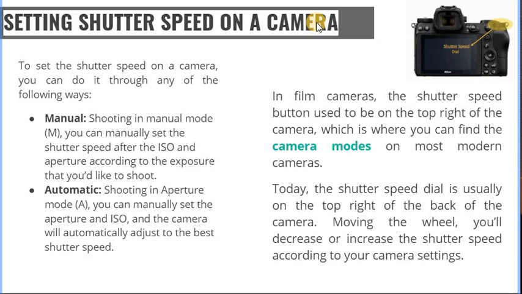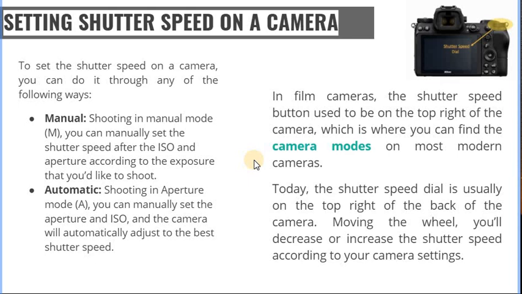Setting a shutter speed on a camera. So, to set a shutter speed on a camera, you can do it through any of the following ways. Sometimes in the manual, so shooting in manual mode, you can manually set the shutter speed after the ISO and aperture according to the exposure you'd like to shoot. Pwede mo naman kasing ano yan, di ba? Sa digital, you have the manual mode. So, after mo nang na-set itong aperture, ISO, pwede mo na rin iset itong shutter speed mo.